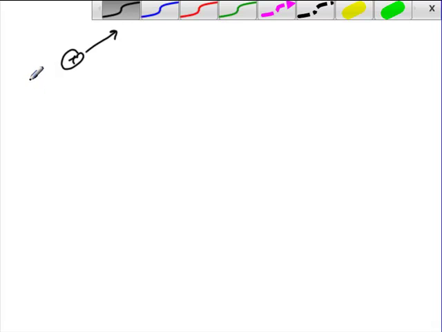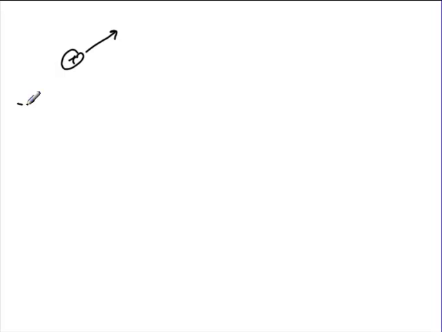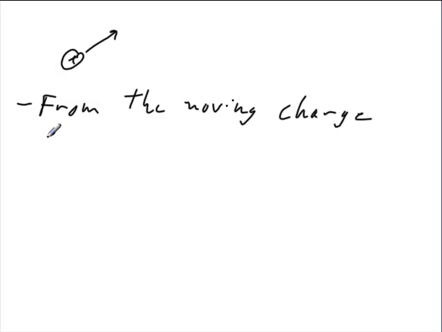Now, in the last chapter, we talked about the effects of magnetic fields on magnets and on moving charges. We learned that a magnetic field would exert a force on a moving charge, but we know from Newton's third law that there will be an equal and opposite force from the moving charge on the magnet, and that force must be magnetic in nature.